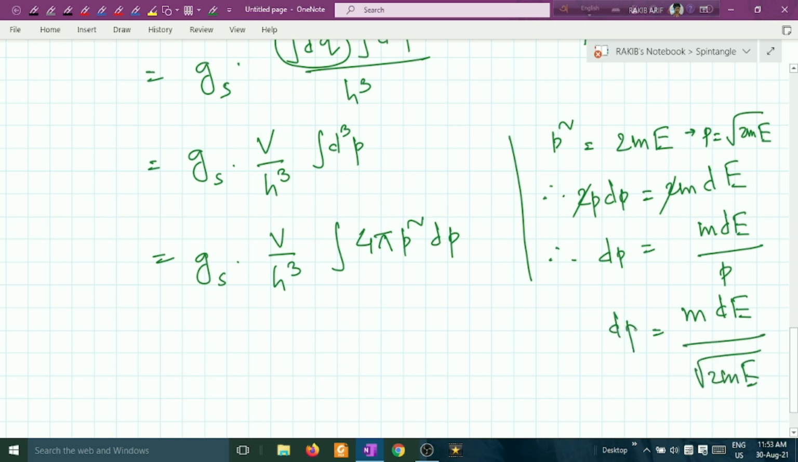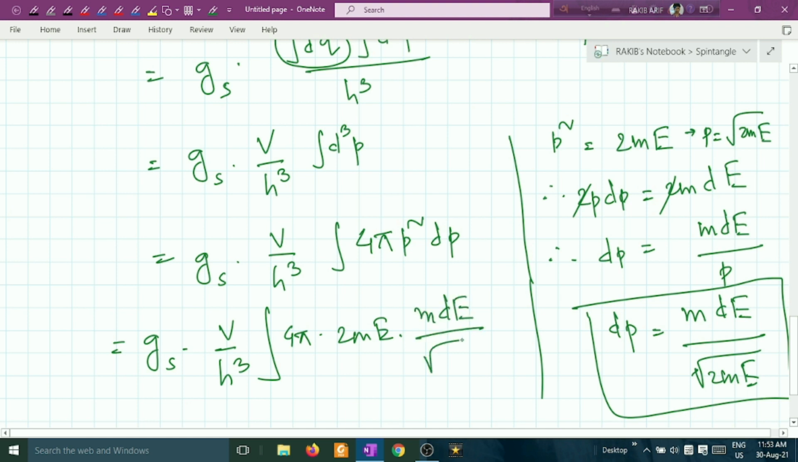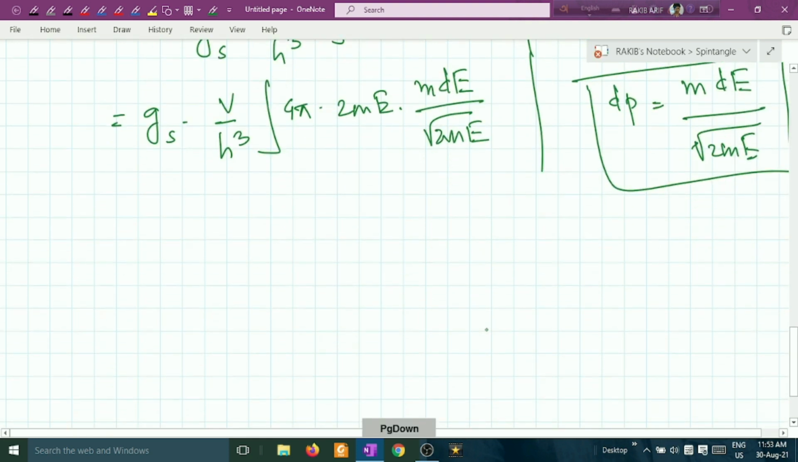Now dp is replaced by this to make the total expression a function of energy. So g_s equals V upon h cube, 4 pi remains the same here, p square equals 2mE, and dp becomes m dE upon root over 2mE. This is the expression for the number of microstates.